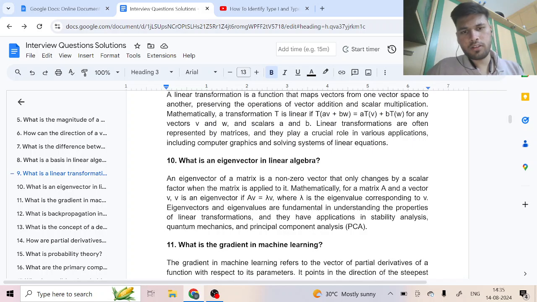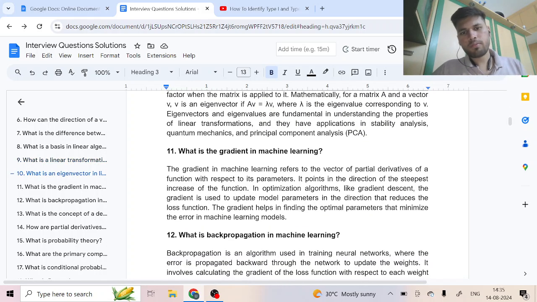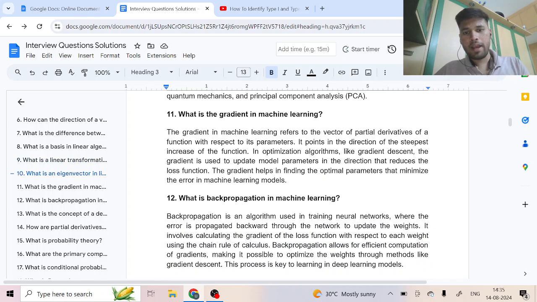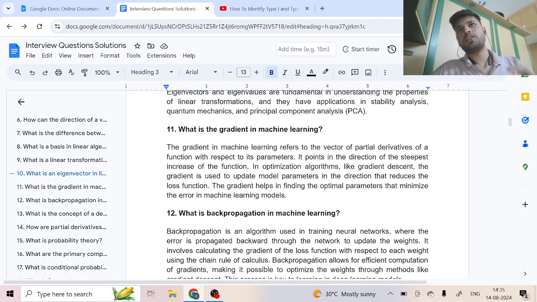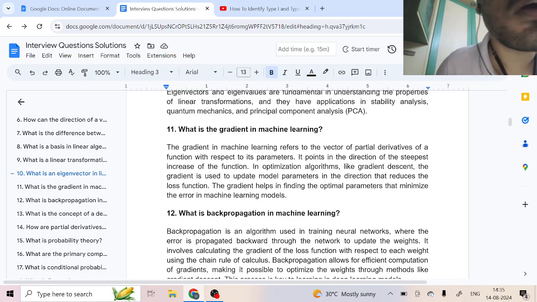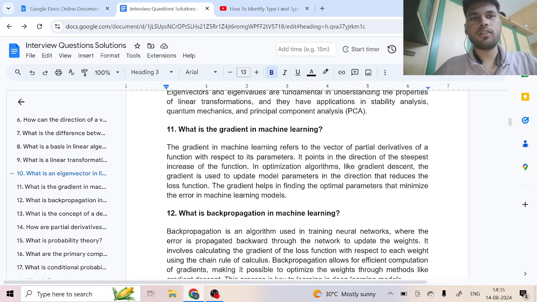So this is the difference between a square matrix and a rectangular matrix. Now the most important question: what is backpropagation in machine learning? This is the most important question which can be asked during a machine learning interview. The backpropagation concept is a little bit related to gradient descent. So let me first tell you what a gradient is in machine learning.